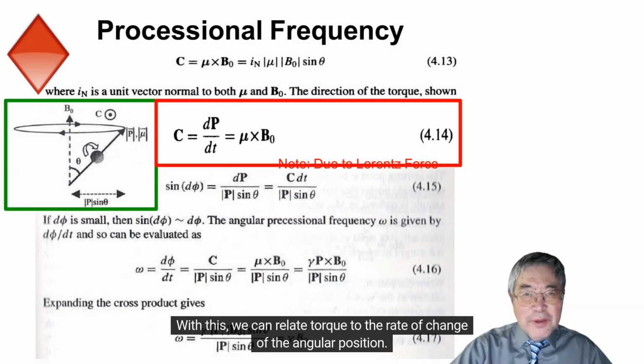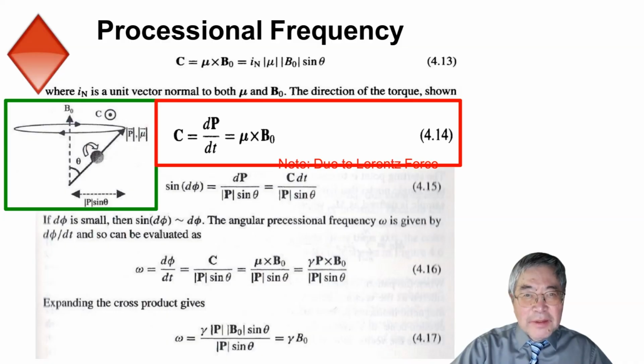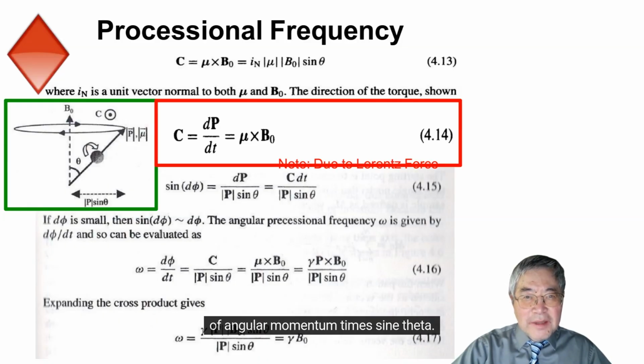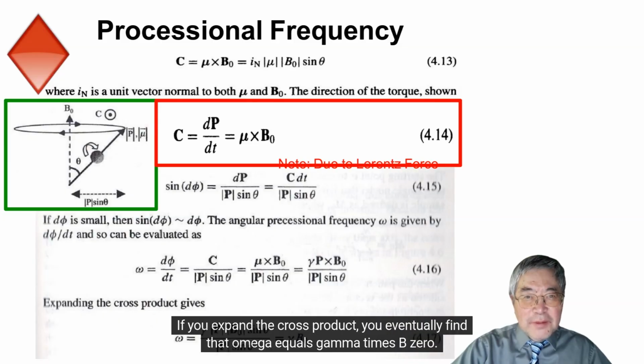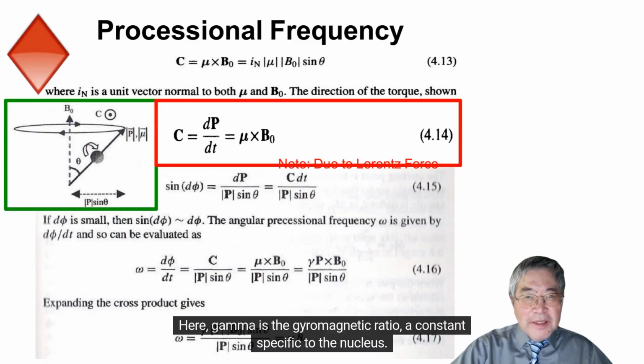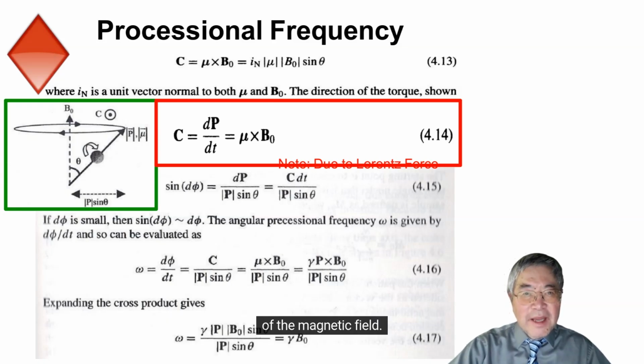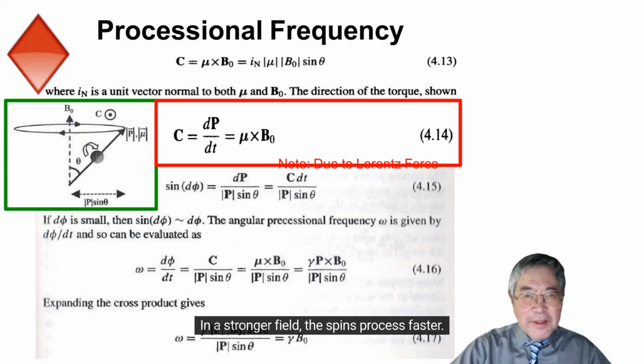With this, we can relate torque to the rate of change of the angular position. So the angular frequency of precession, written as omega, is equal to the torque divided by the magnitude of angular momentum times sine theta. If you expand the cross product, you eventually find that omega equals gamma times B0. Here, gamma is the gyromagnetic ratio, a constant specific to the nucleus. This final result is extremely important. The precessional frequency is directly proportional to the strength of the magnetic field. In a stronger field, the spins precess faster. In a weaker field, they precess more slowly. This proportionality is the foundation of magnetic resonance.